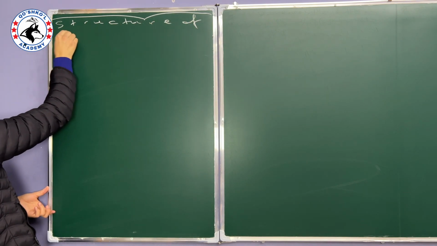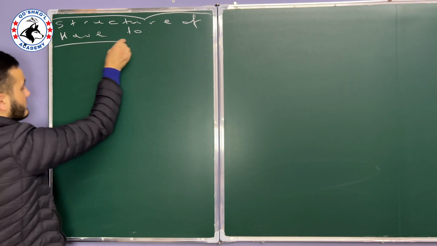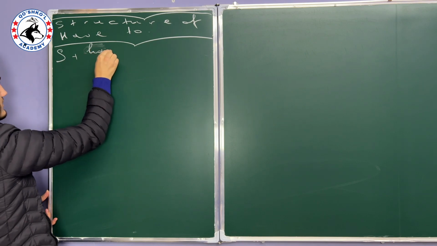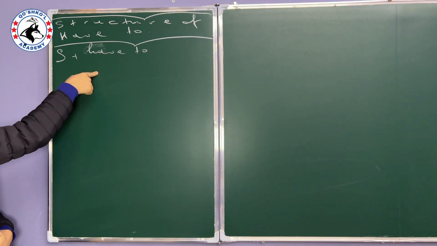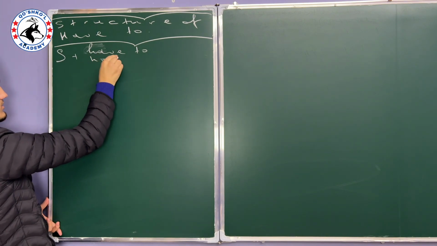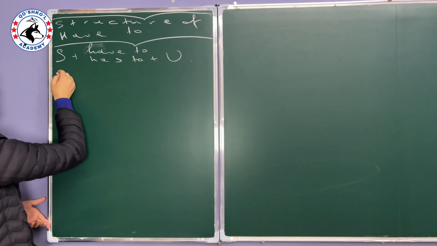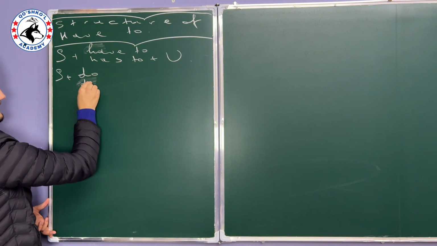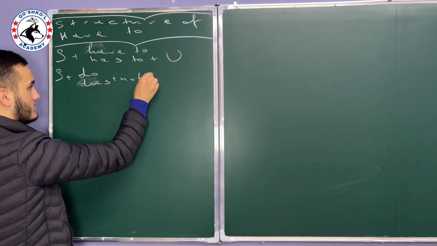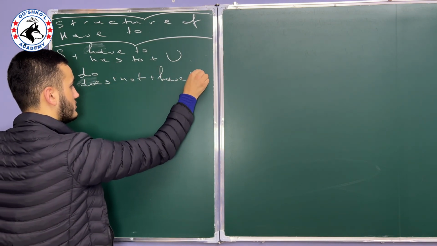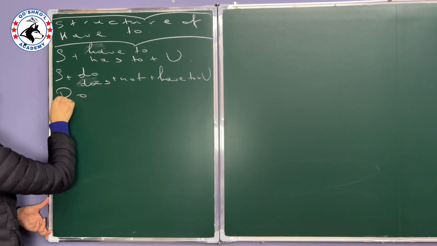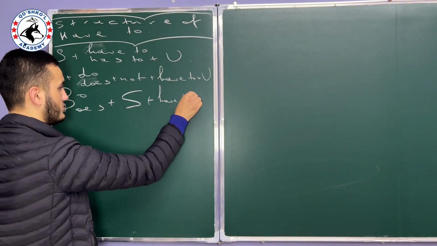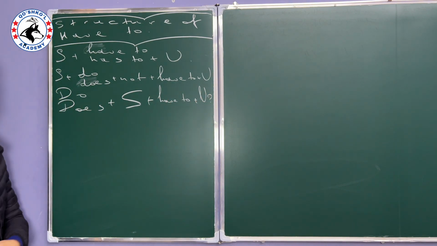Structure of have to. Subject plus have to; for the third person you use has to; plus verb. In negative: subject plus do or does not have to plus verb. In question: do or does plus subject have to plus verb, not object.